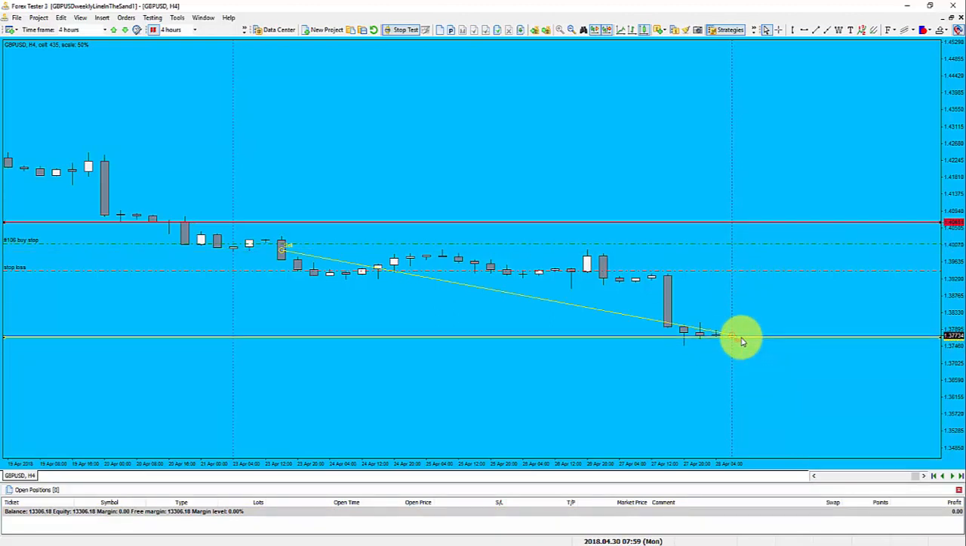All you're really trying to do is capture the bulk of the move. So you can see the only bit of the move I didn't get was the upper wick of the week, which was up here, and the lower wick of the week, which was down here. It's a very simple strategy. I think you should test it and see how it works.